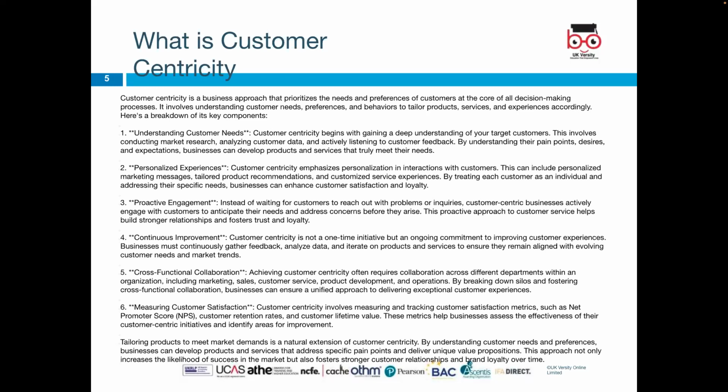The sixth one, which is the last one, measuring customer satisfaction. How do we measure customer satisfaction? Customer centricity involves measuring and tracking customer satisfaction metrics such as Net Promoter Score, NPS, customer retention rate, and customer lifetime value. These metrics help businesses assess the effectiveness of their customer-centric initiatives and identify areas for improvement.